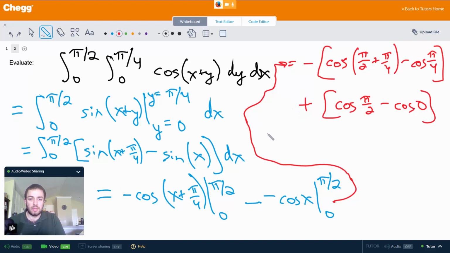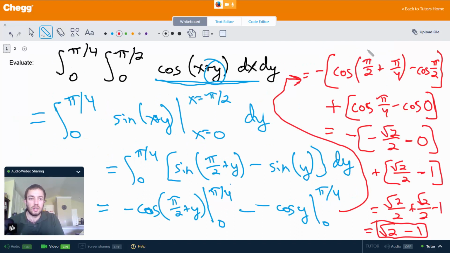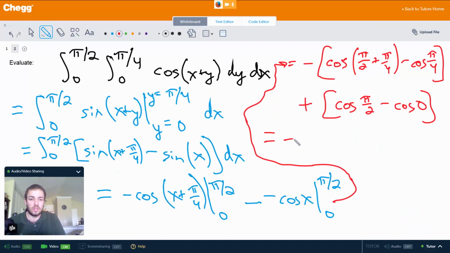All right, now let's go ahead and simplify this. So cosine of pi over 2 plus pi over 4, that's exactly what we had over here. And we saw that that simplified to negative root 2 over 2. So this, we still have the minus sign out here also. So negative root 2 over 2. And then minus cosine of pi over 4. So cosine of pi over 4 we know is root 2 over 2. So this is going to be minus root 2 over 2. And then plus cosine of pi over 2 is 0. And cosine of 0 is 1. So this is minus 1.